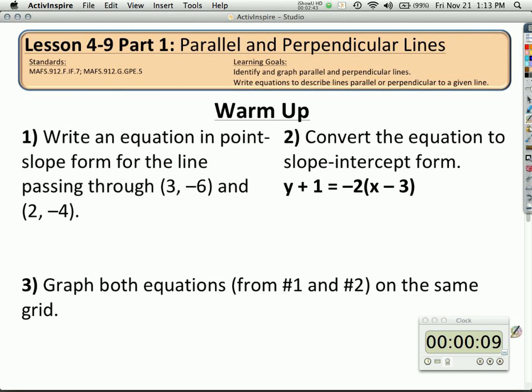Number one, I know 2 points. Because it's 2 points.